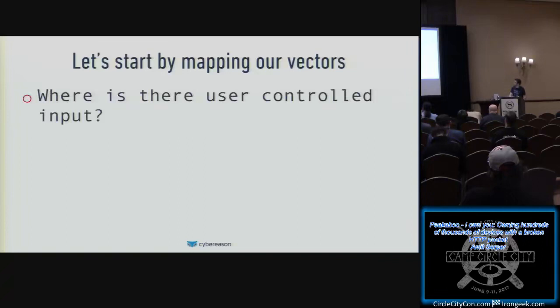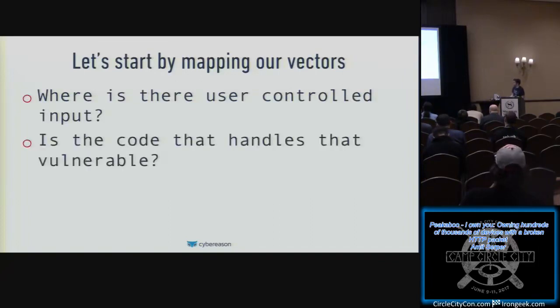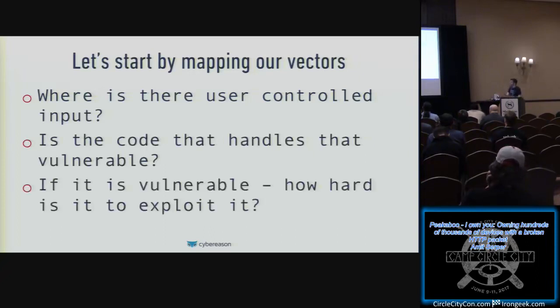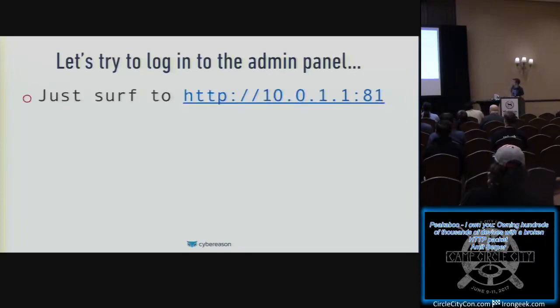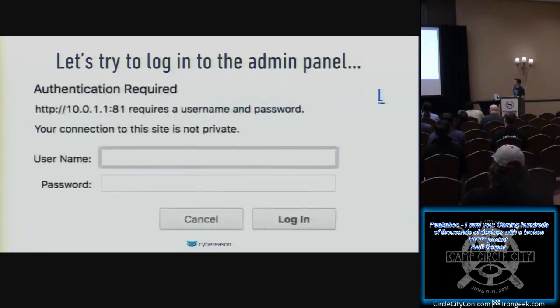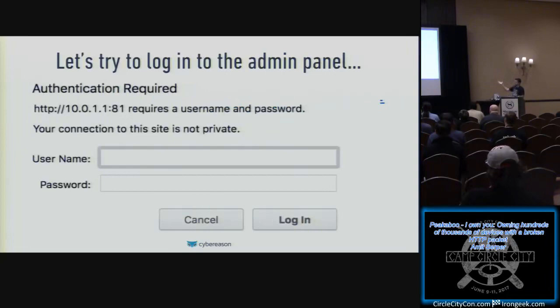So let's start by mapping our attack vectors. Where are there user control strings? Where can we manipulate something? Where is the code that handles those user control strings? And is it vulnerable? And if it's vulnerable, how hard is it to exploit? So the first thing you do when you want to set this thing up, you fire up a browser and you go to the administration panel. So that's the IP address, that's the port, and you immediately get a password box. So there's some user control strings right there.